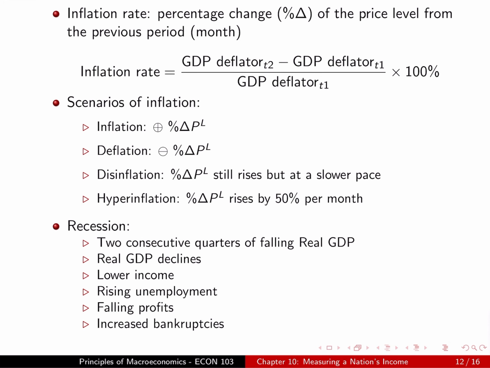Recession. Having learned about GDP, we can now define when an economy is in recession. A recession is typically defined as 2 consecutive quarters of falling real GDP. During a recession, several economic indicators reflect this downturn. Real GDP declines, lower income, rising unemployment, falling profits, and increased bankruptcies. These factors combined indicate a significant slowdown in economic activity.